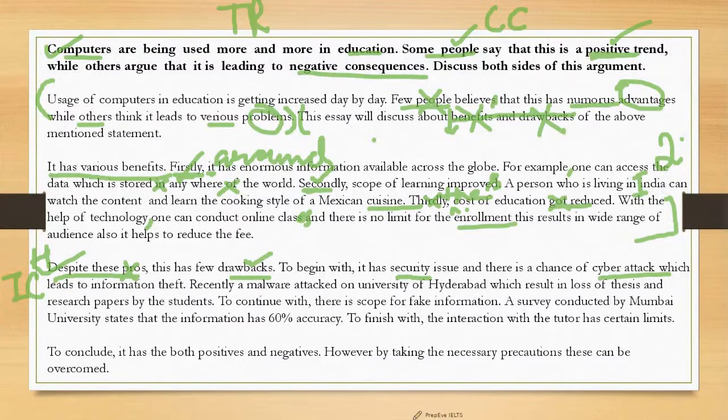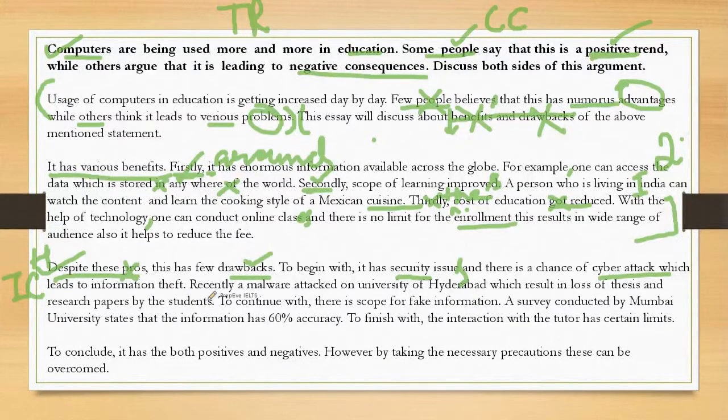On the contrary is correct. Okay, to begin with, it has security issues. There's a chance of cyber attack which leads to information theft, which is a perfectly correct point, that whatever you're learning or whatever you've uploaded might get lost, or your saved data might get lost. So that is one point.